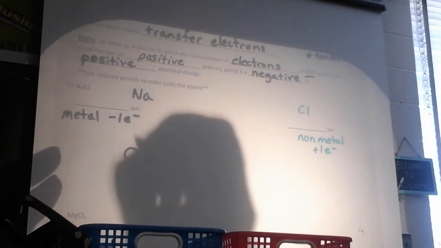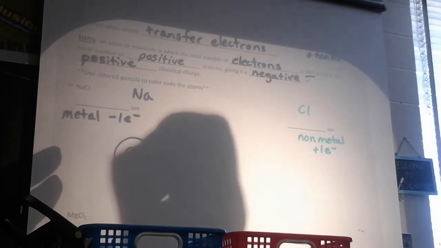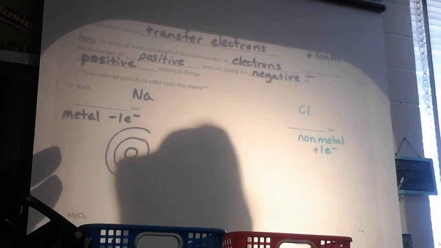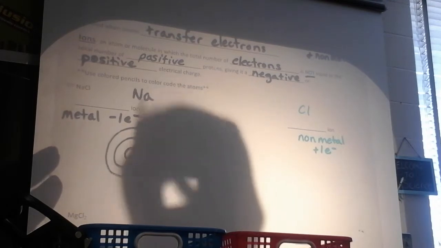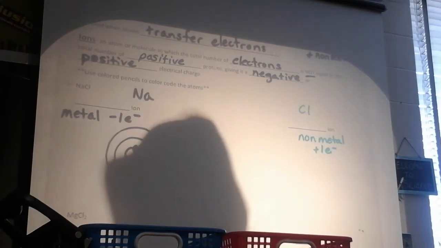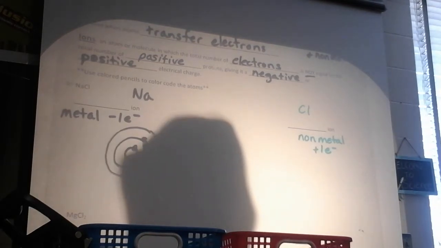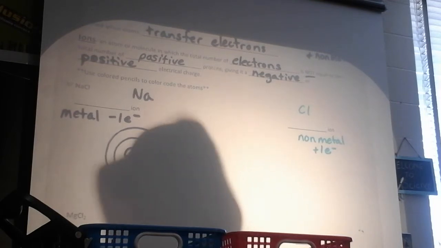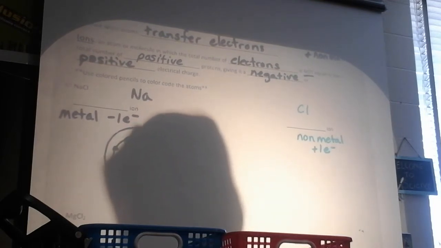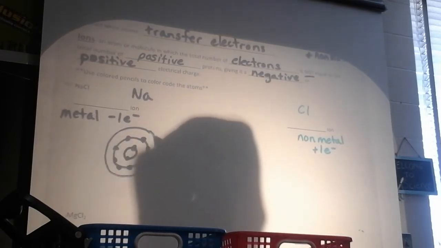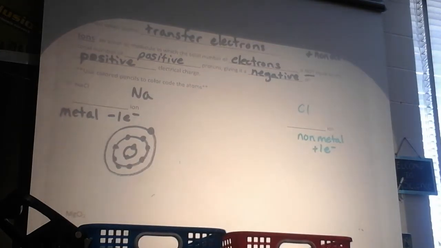Sodium has 11 electrons. So we're going to draw our Bohr model here. On the first electron shell, how many do they go? 2. Our next electron shell? 8. And we've got 1 left over. So that poor little 1 goes out in that outer shell, and that's our valence electron.